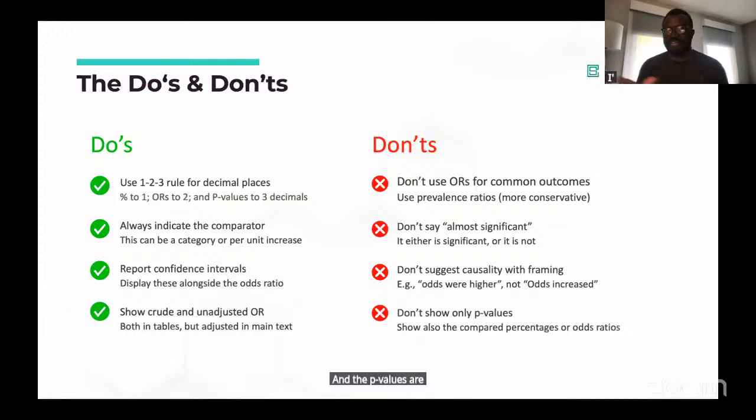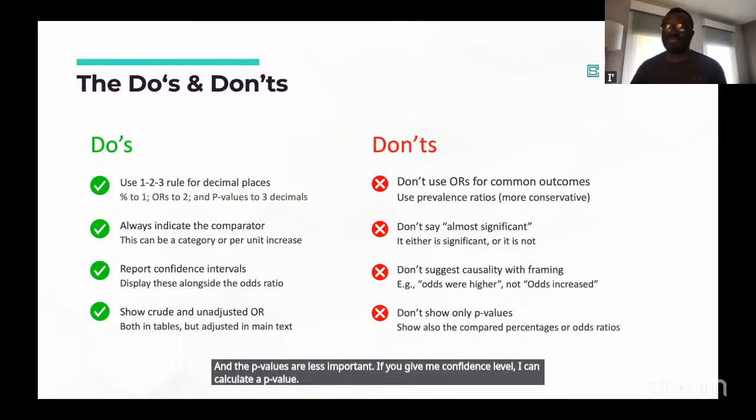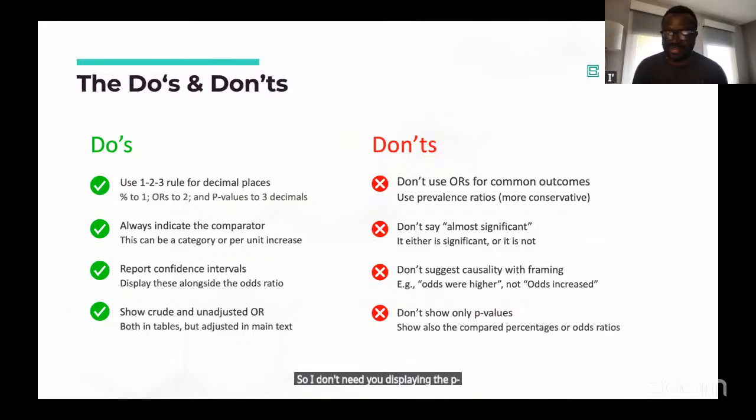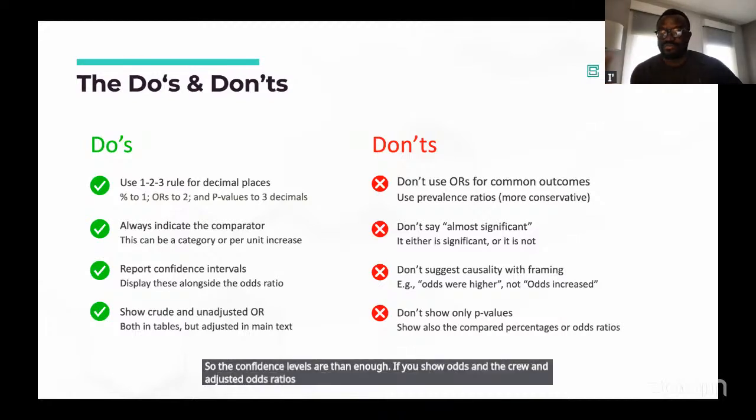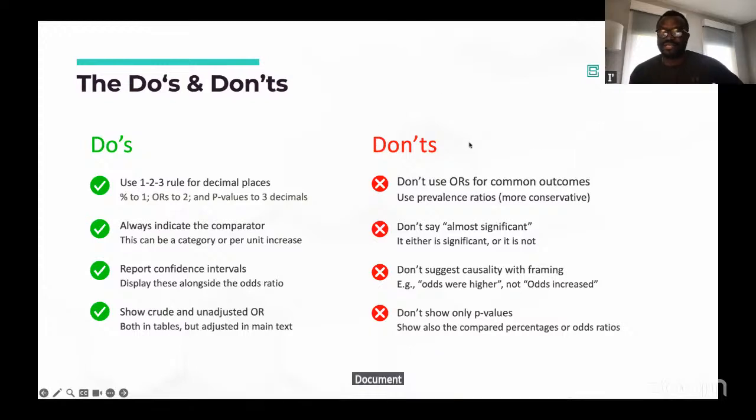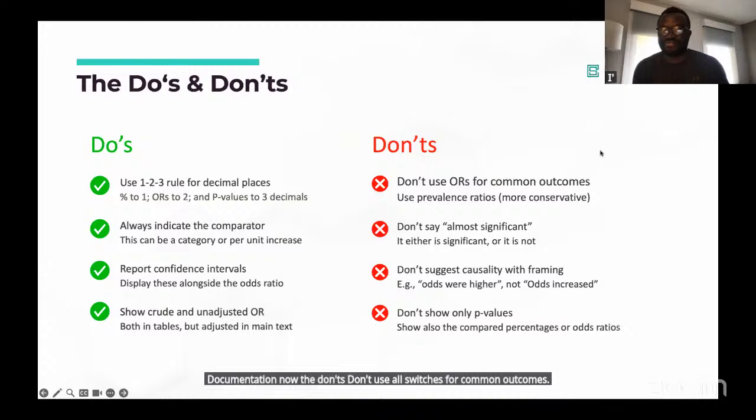If you had a choice over p-values and confidence intervals, always report the confidence intervals, and the p-values are less important. If you give me a confidence interval, I can calculate a p-value, right? So I don't need you displaying the p-value in addition to the confidence interval. So the confidence intervals are more than enough. You should show the crude and adjusted odds ratios as required by the STROBE documentation. Now, don't use odds ratios for common outcomes. You should use prevalence ratios, which are more conservative.